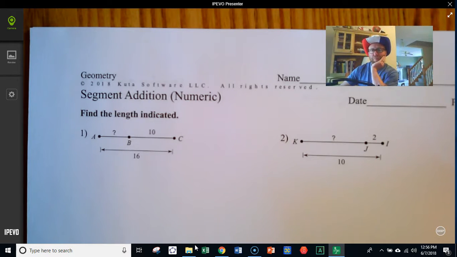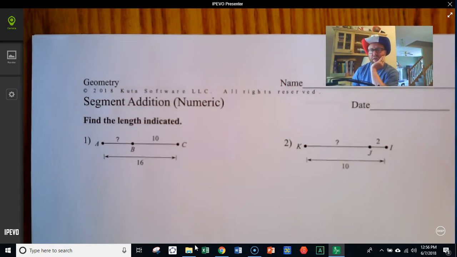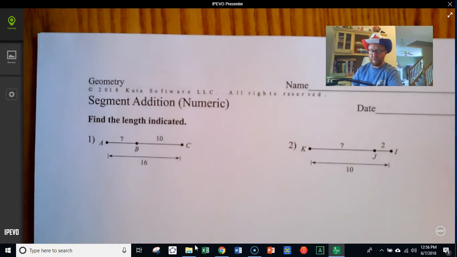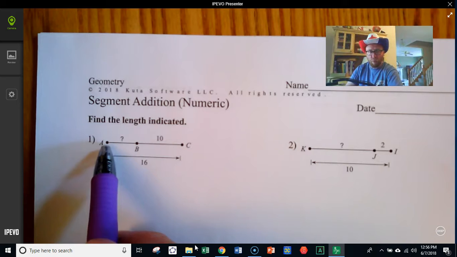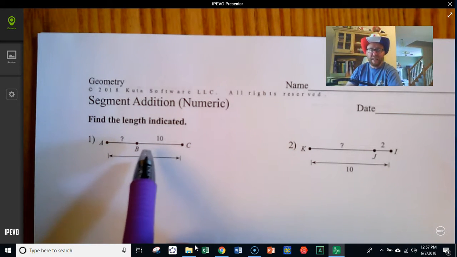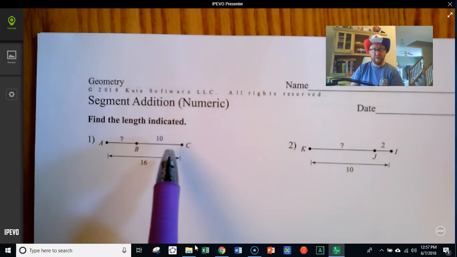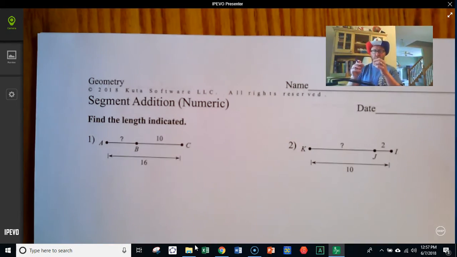All right. In this task here, we're going to be looking at segment addition. The segment addition postulate tells us that if we have 2 points like A and C, and then a third point that's in between A and C, and in between means not just somewhere in between, it means specifically on a straight line. So if I draw a straight line from A to C, B is somewhere on that line in between the 2 points. Okay?